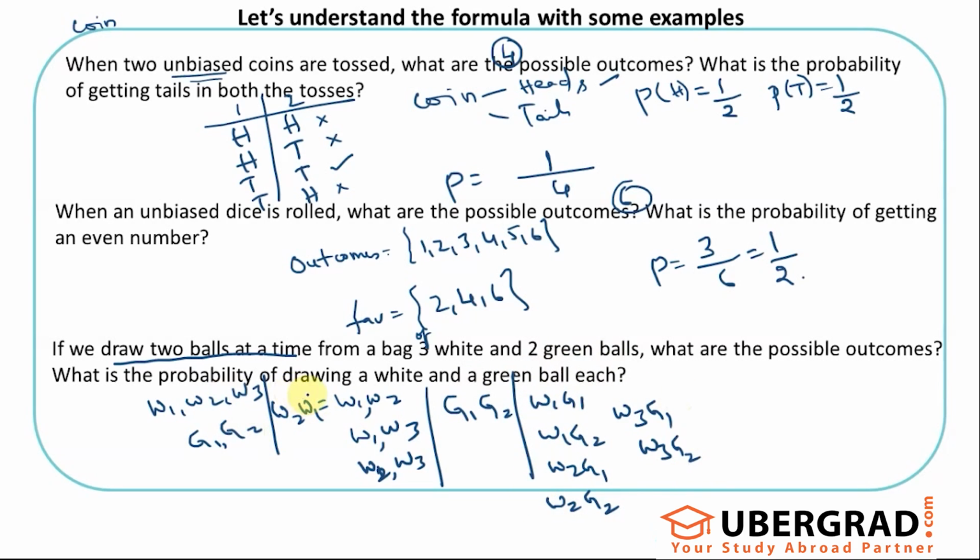So what is the probability of drawing a white and a green ball each? What are the total possible outcomes? 3, 1 and 6, that's basically 10. So there are 10 possible outcomes, and the favorable ones are basically these 6, which are 1 white and 1 green. So it's basically 6 by 10 is the probability answer.